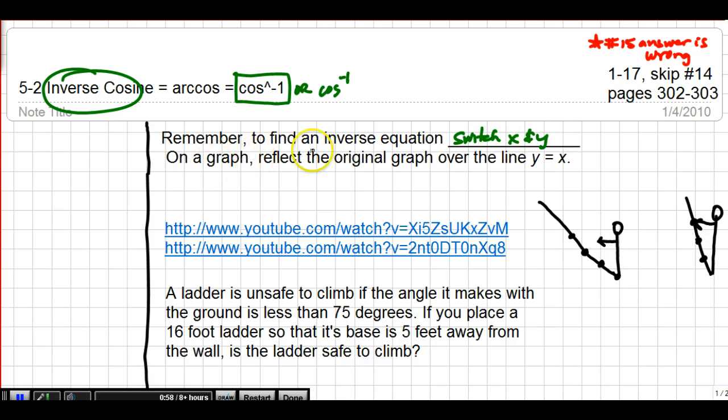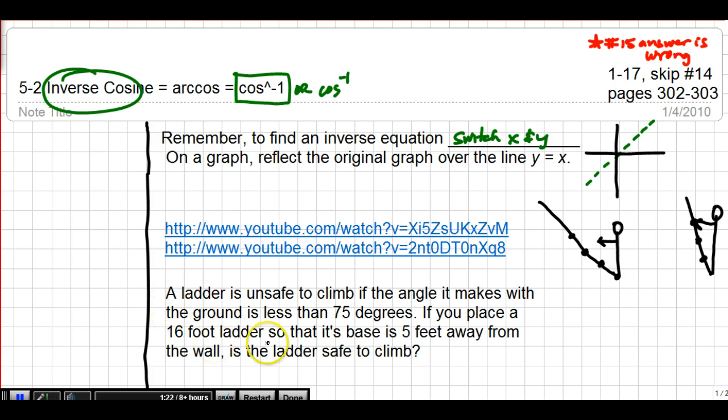On a graph, when you're trying to find the inverse, you reflect the original graph over the line y equals x. If you draw a quick graph here, and you graph the line y equals x, the line y equals x is a diagonal line through quadrants 1 and 3. So if you take your graph and reflect it over this line, you'll get the inverse graph.